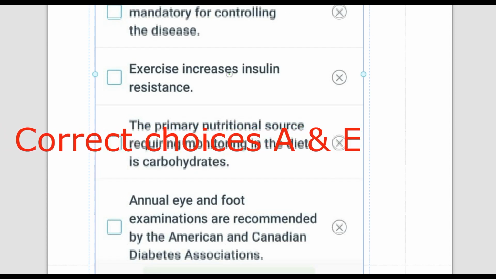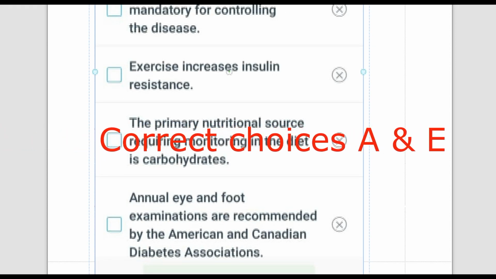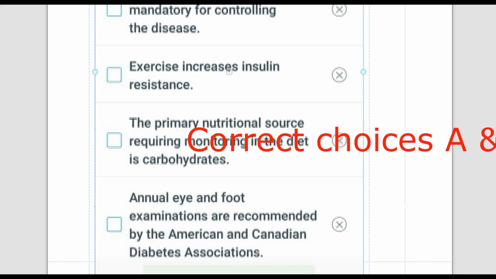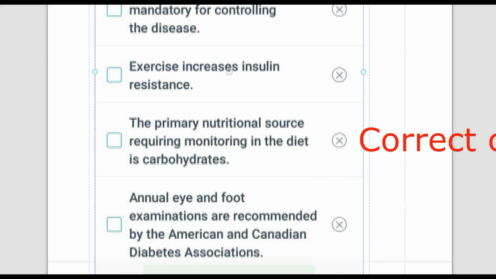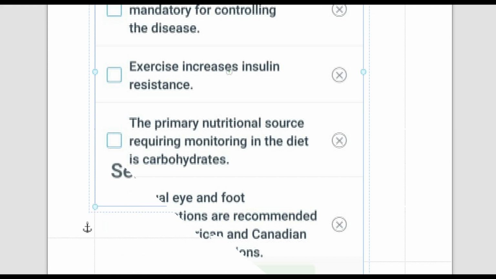and E. The reason the question says Canadian Diabetes Association is because now nurses in Canada also take the NCLEX. Very good. So the choices here were A and E.